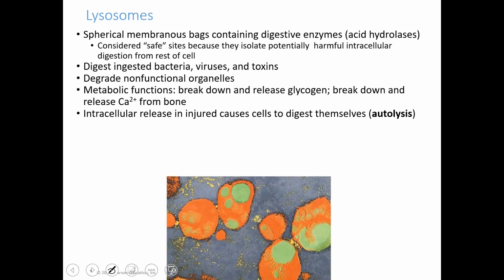They also are used by a type of bone cell to break down bone, to release the calcium stored in the bone. Now, when a cell becomes injured, the cell uses its own lysosomes to eat itself, to digest itself. It's called autolysis. So anyway, that's where we'll stop. We've covered a lot of ground today.